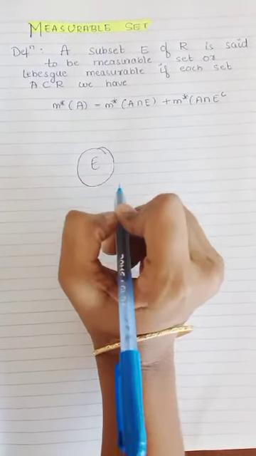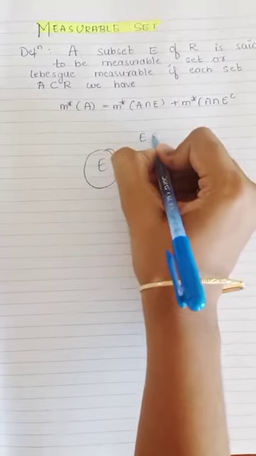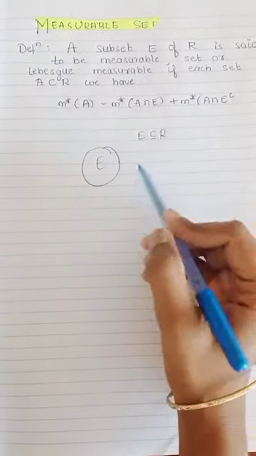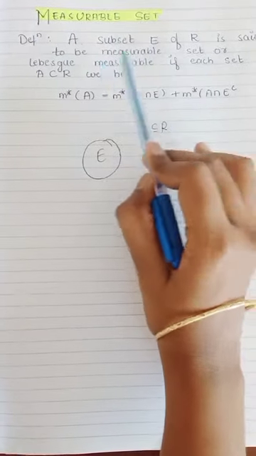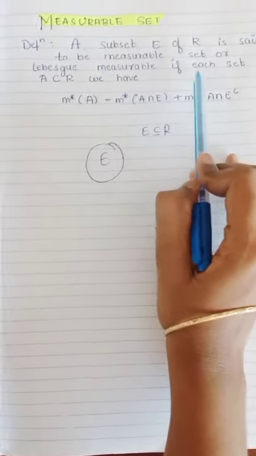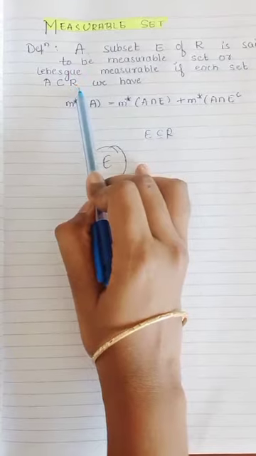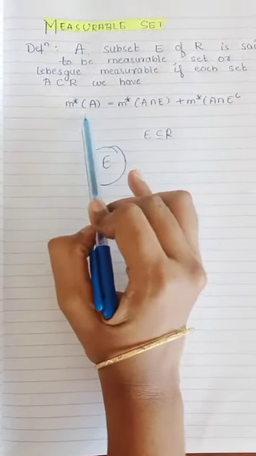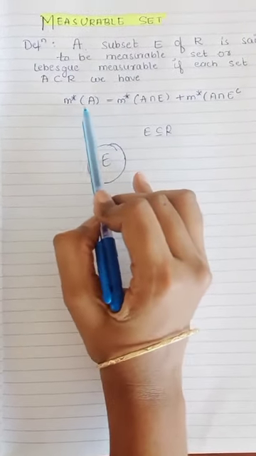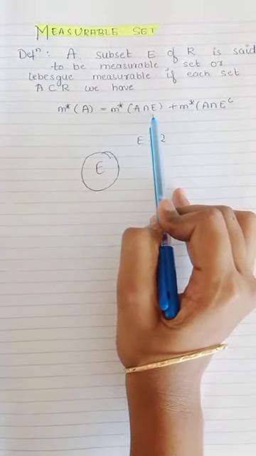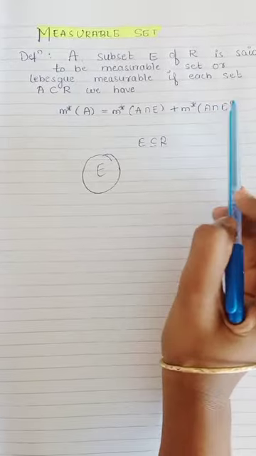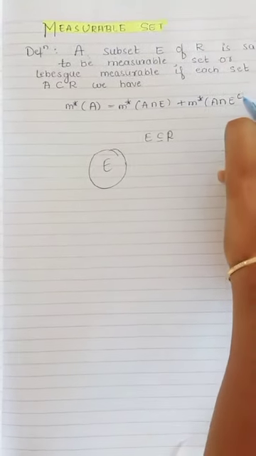Let this be E. So here they have given E is a subset of R. Then this E is said to be a measurable set or Lebesgue measurable if for each set A which is a subset of R, we have M star of A, the outer measure of A, is equal to the outer measure of A intersection E plus the outer measure of A intersection E complement.